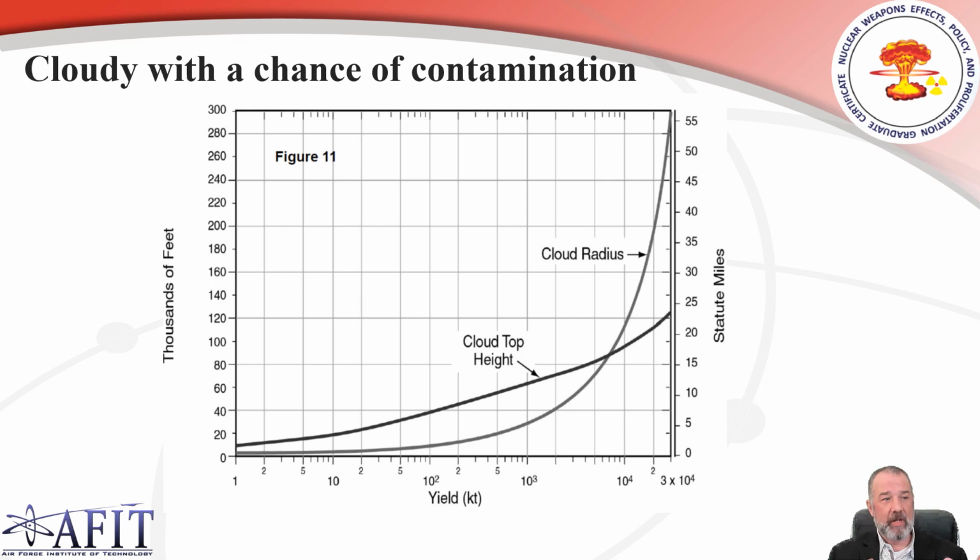Okay, so here's a figure. This is just showing, in terms of yield in kilotons, basically how big our cloud is going to be, the radius of our cloud, and how high it is going to get. And what we can see is that, as we increase in yield, our cloud radius jumps up exponentially. And then not so much with the height of the cloud.